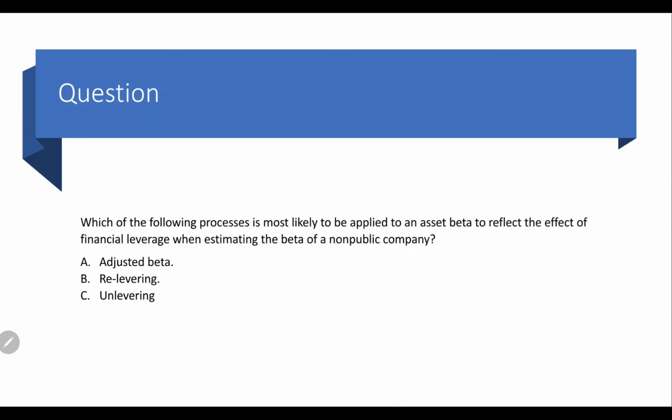Let's do one more question. Which of the following processes is most likely to be applied to an asset beta to reflect the effect of financial leverage when estimating the beta of a non-public company? A. Adjusted beta. This is incorrect because it is done to correct the tendency of raw beta to move towards the value of 1. Then option B. Relevering. This is the correct option. And C. Unlevering. No, this is done to eliminate the comparable company's financial leverage from its beta to reflect the systematic risk. So the correct option is option B.